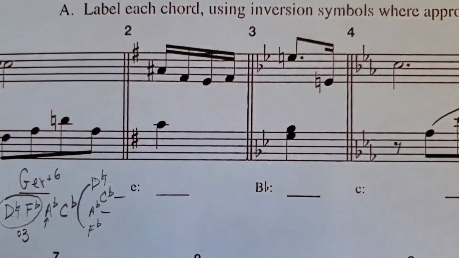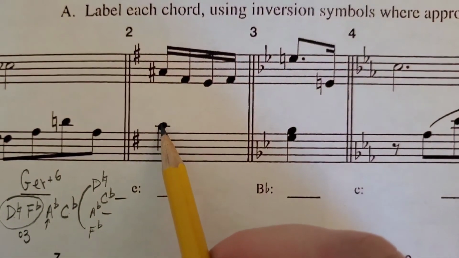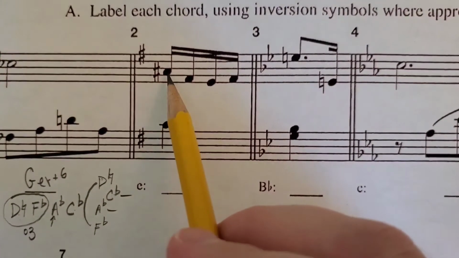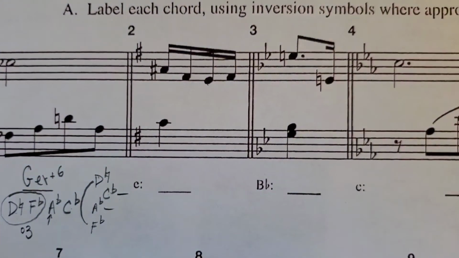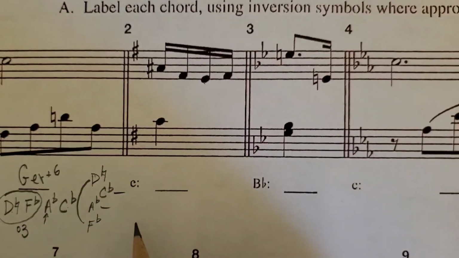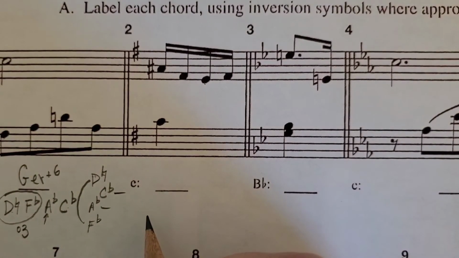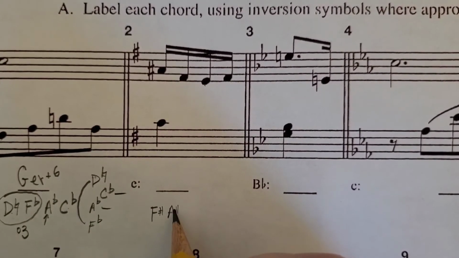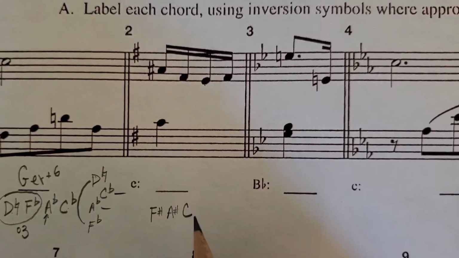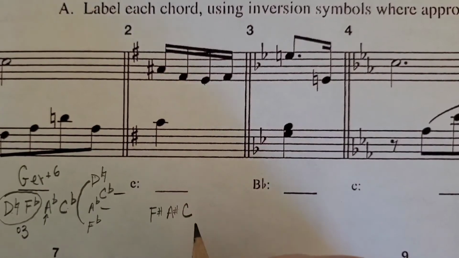All right, here's the next one. And we have the notes C, A sharp, F sharp, E. Now, if you're going to think about this in thirds, you would start with the F sharp. So you'd have F sharp, A sharp, C, now notice it's C natural, and E.